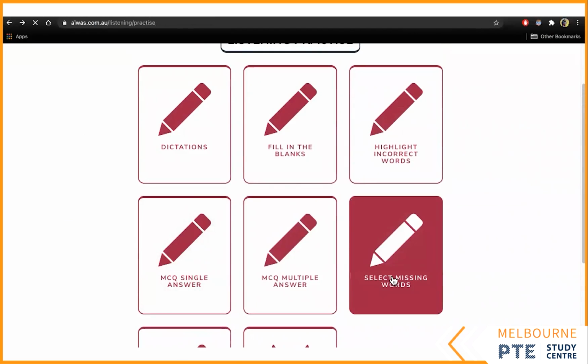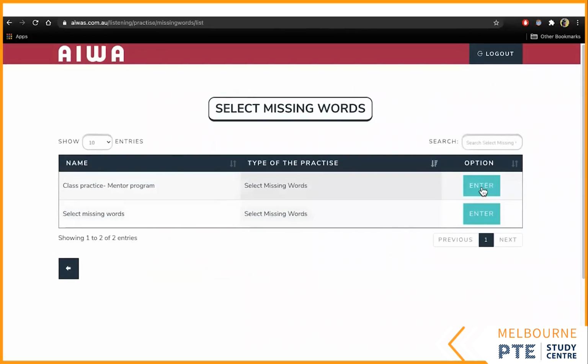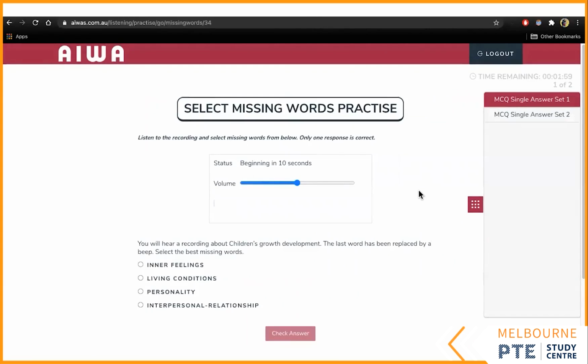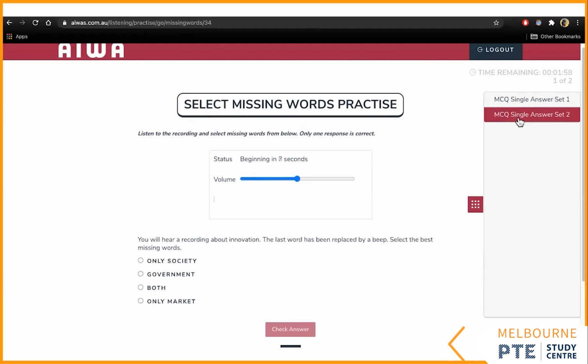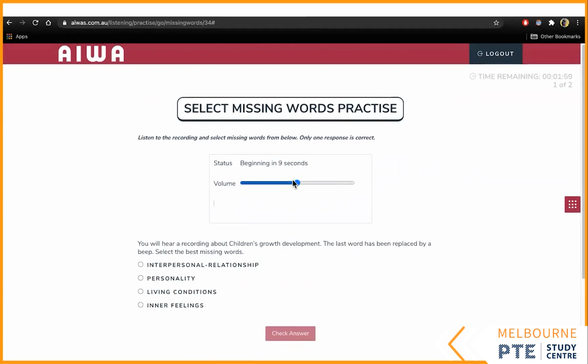Select missing words. Okay, let's just do this one.